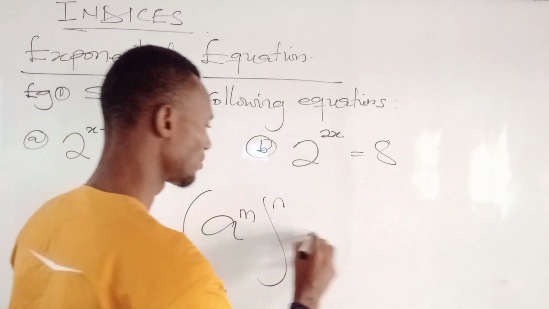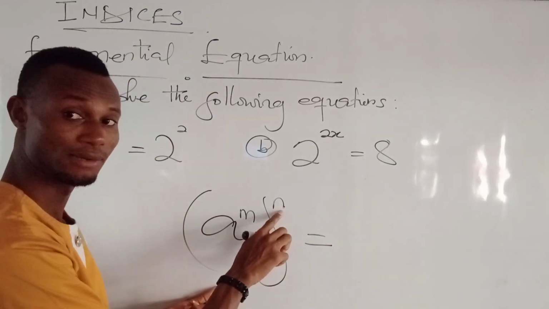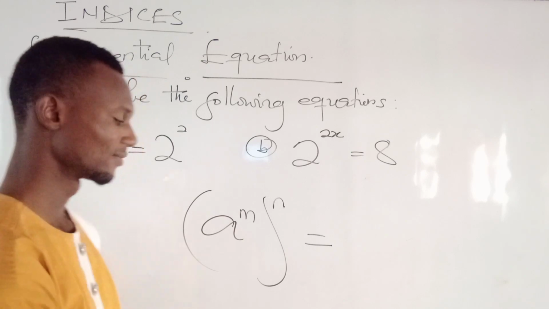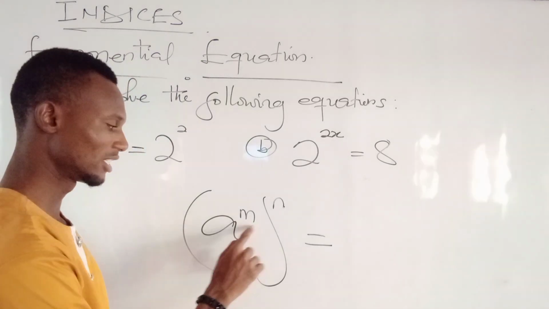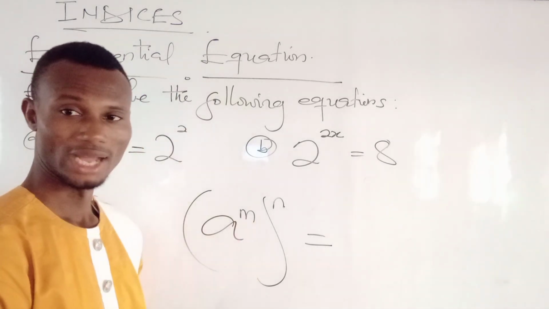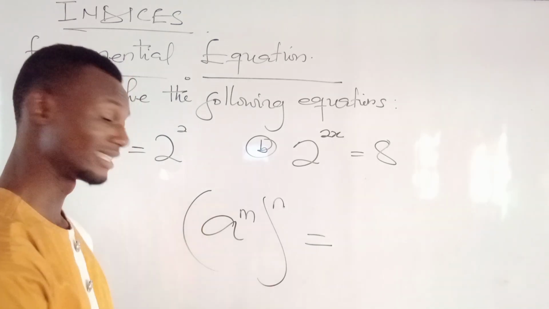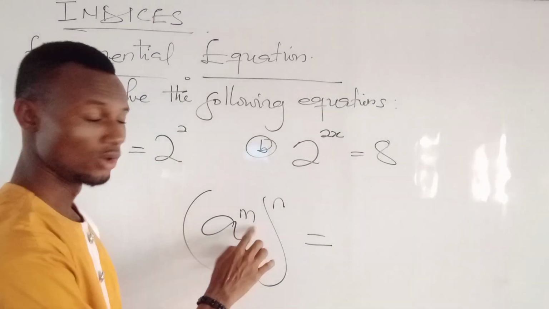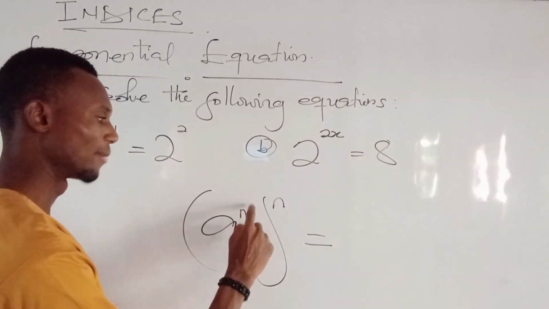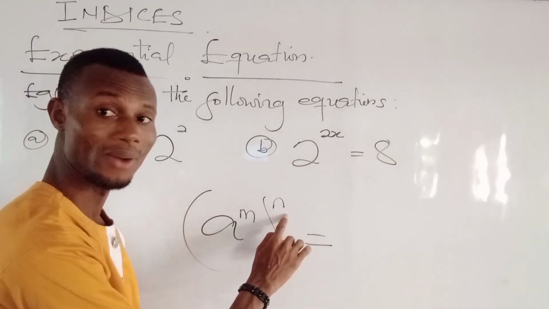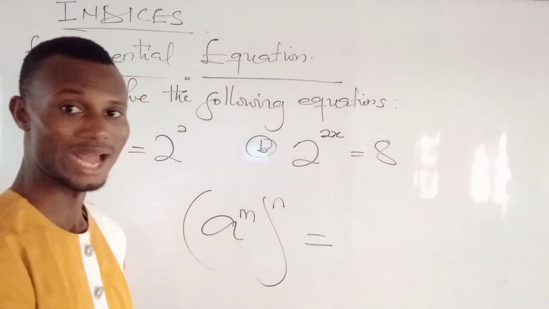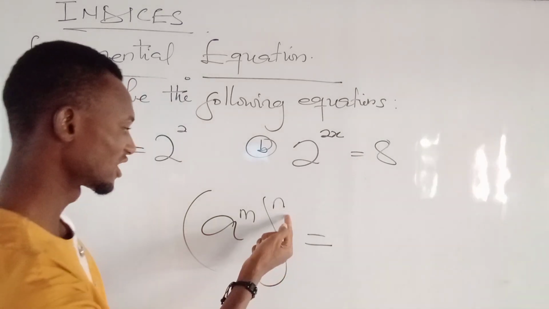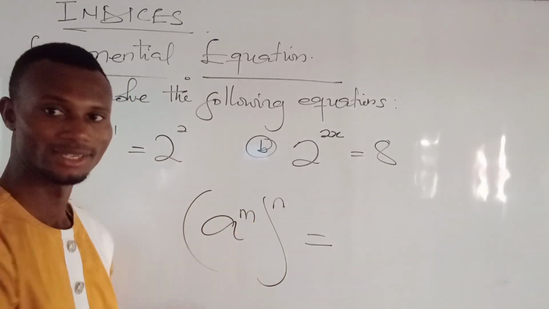To simplify this, now I've explained in the previous videos that this is called the base, and this is called the power. I hope you remember. It's the same thing we are building on. So this is the base, this is the power. Having a to the power m all being raised to another power, to simplify that, the law says that this power which is outside the bracket will just multiply the power which is inside the bracket.